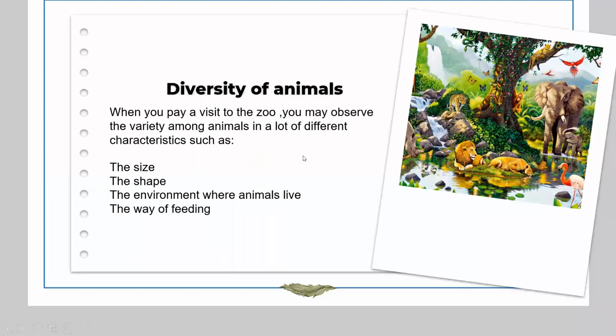When you pay a visit to the zoo, you can easily observe the variety of animals. We have multiple animals in the zoo. They have different characteristics, such as size, shape, environment. Environment means the place where they live and the way of feeding. So we have size, shape, environment, and way of feeding.